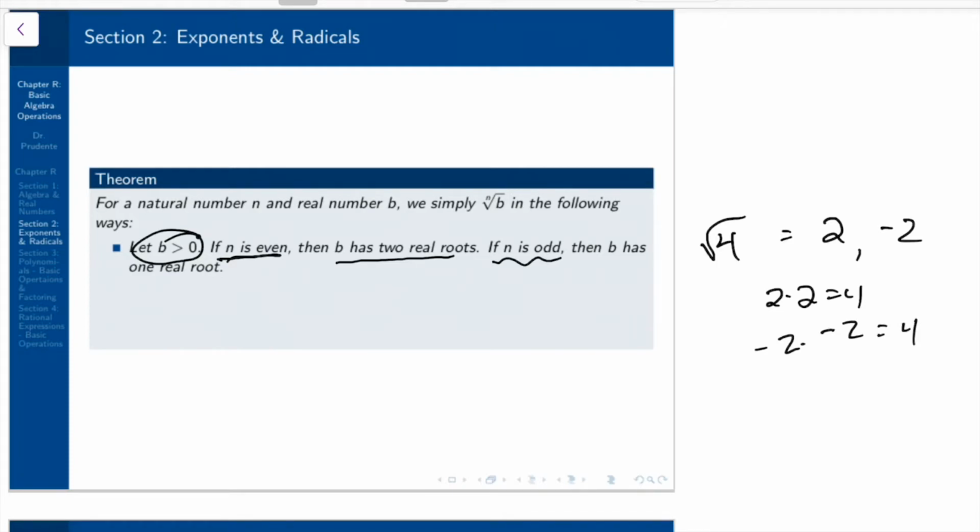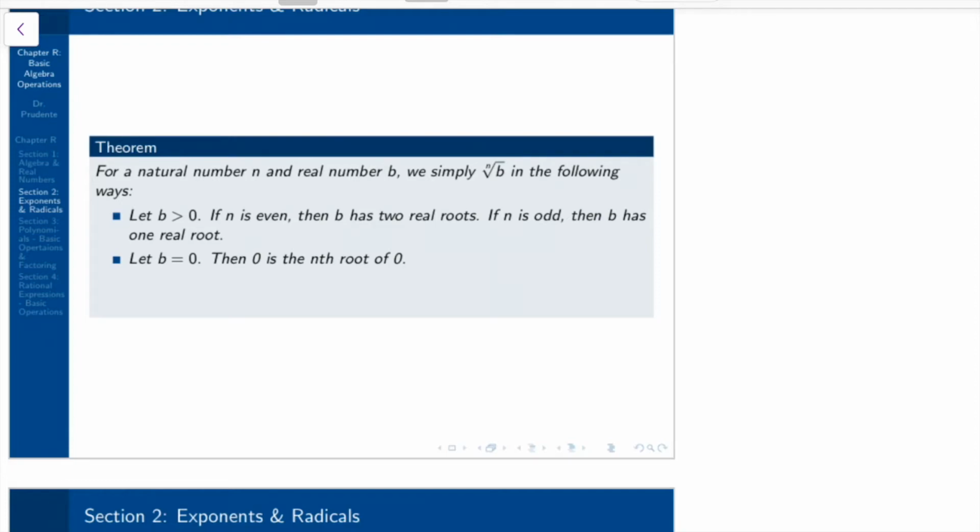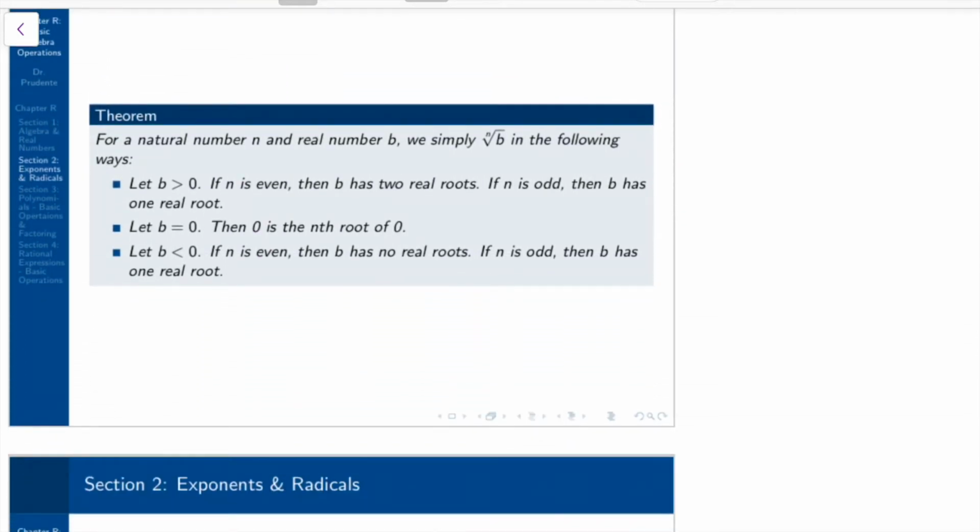If n is odd, however, then b only has 1 real root. That would be something like the cube root of 8. That's just 2, because 2 times 2 times 2 is 8. If b is equal to 0, then any root of 0 is just 0. So that's fairly simple. And if b is negative, then we look at these two.